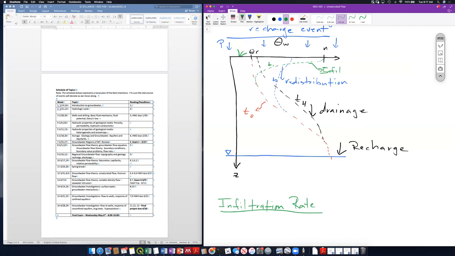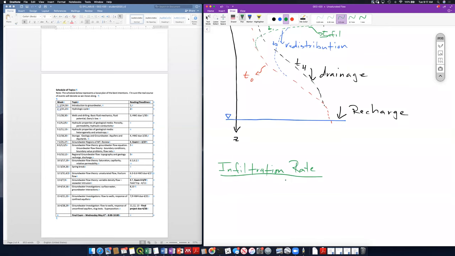As time goes on, my pressure head becomes less negative because I saturate these pores up. But my hydraulic conductivity goes up because I have more saturated pores. So the infiltration rate is not constant. And we can write it using the Green-Ampt function.